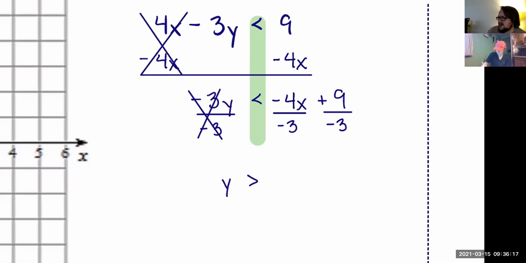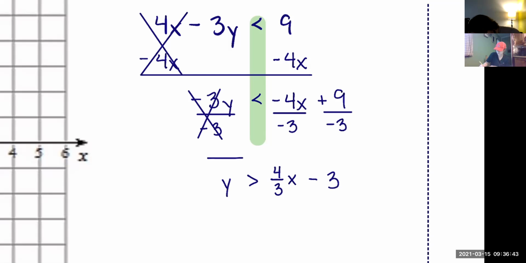Unfortunately, 4 doesn't divide nicely by 3, but because they're both negatives, a double negative always turns what? Positive. Always turns positive. So I'm going to keep that as a positive 4/3, because that's as simplified as that one will get. Don't lose your x. And then 9 divided by negative 3 is a negative 3.